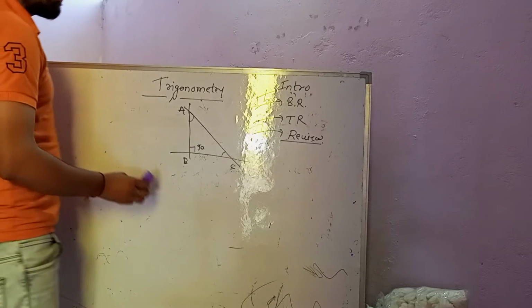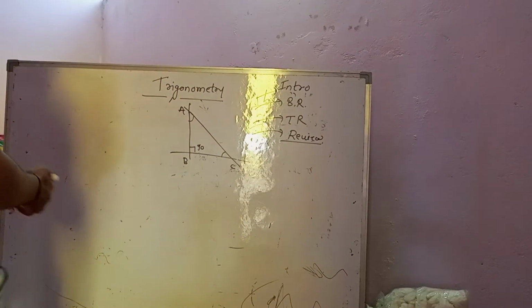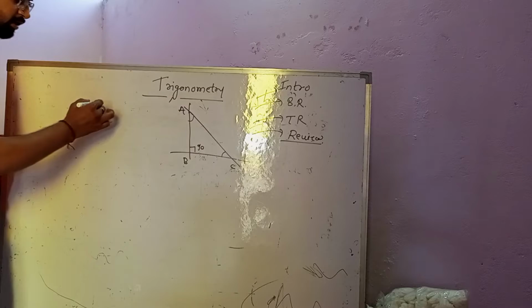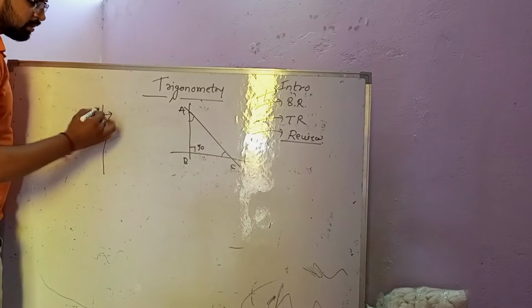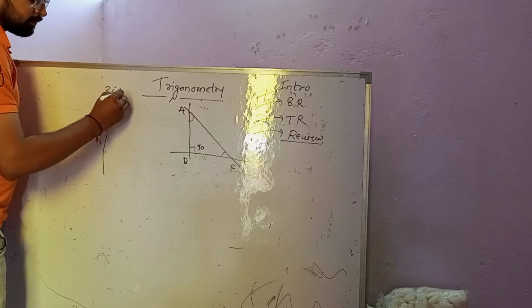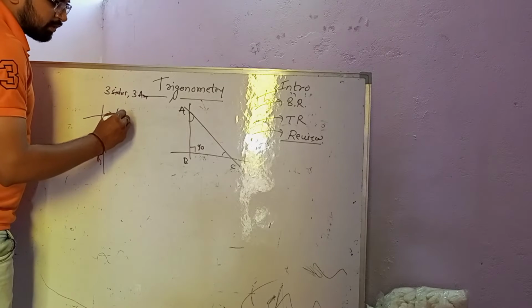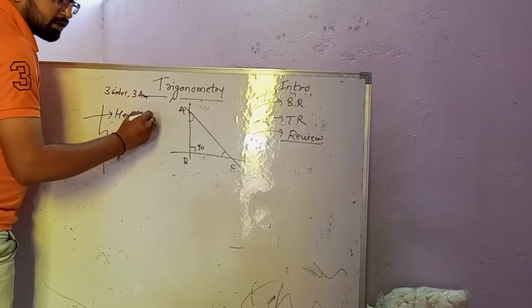Now let's see other formulas related to trigonometry, or related to the right angle triangle, or any kind of triangle. So we have three different things. As we know, our triangle has three sides and three angles. You can use Heron's formula, studied in class 9.